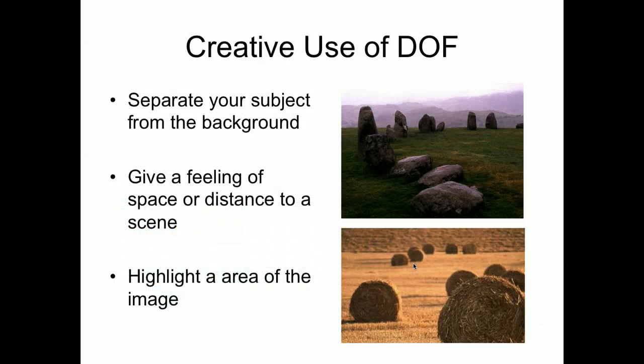You can be a little bit creative using your depth of field. You can help separate your subject from the background. You can give a feeling of space or distance to a scene if you want. And you can also highlight an area of the image that you want the person to actually view and look at a little bit more. But notice too, this photo down at the bottom with the hay, you notice how it gives a sense of strong distance because everything in the background is a little bit more out of focus as opposed to the hay bale in the foreground that is completely in focus.